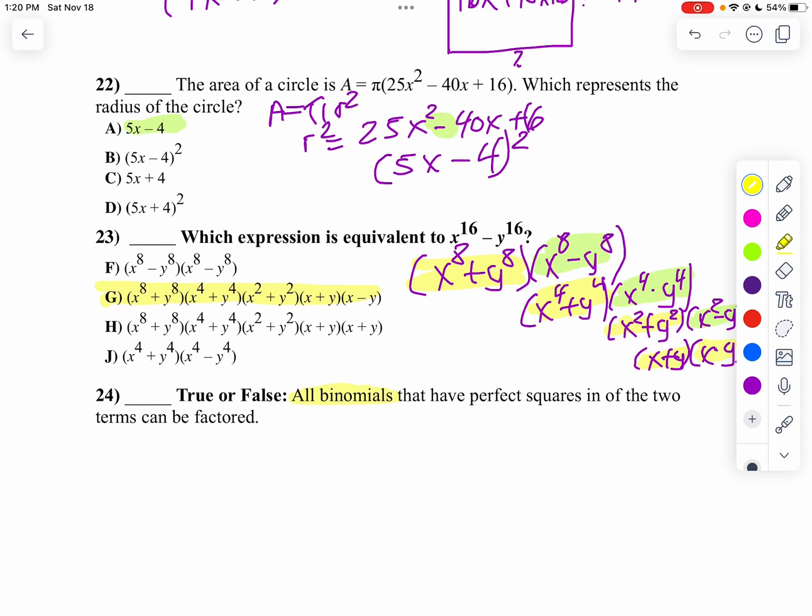Because if it can be factored, it's got to be in the form of, whoops, let me write that down here, a squared minus b squared. So what we're saying then is my first term has to be a perfect square, and my second term has to be a perfect square. And you might be able to factor something out, but that essentially is going to be true.